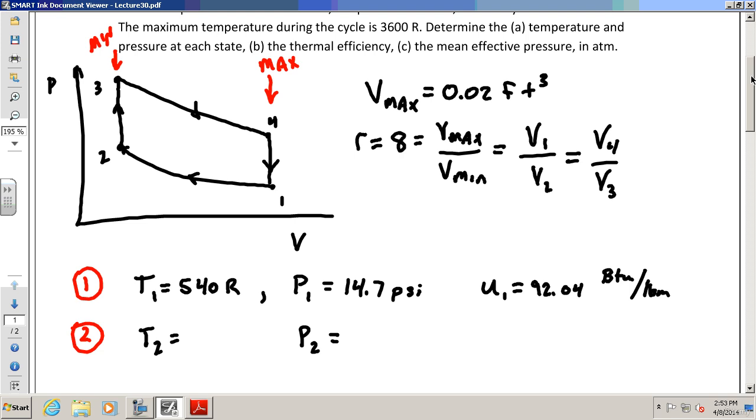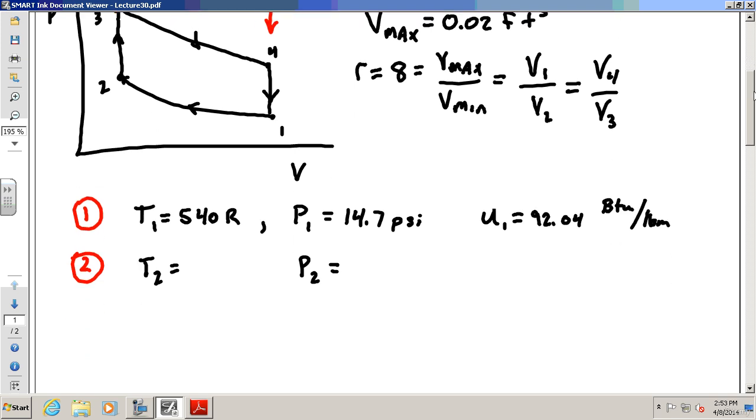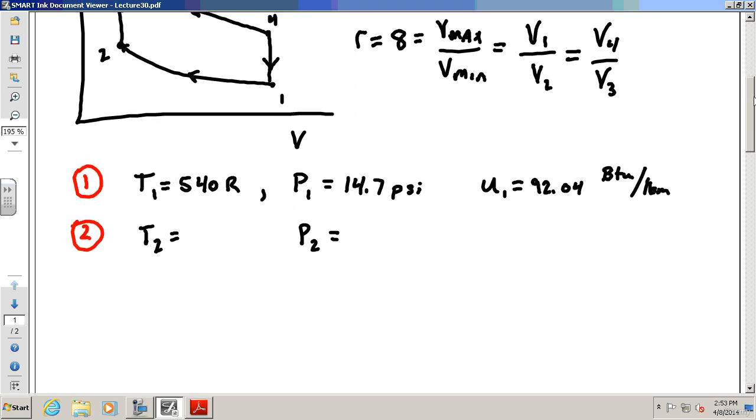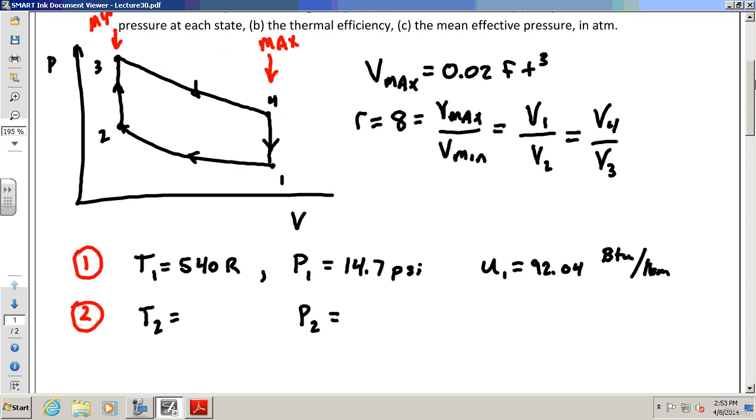Ideal gas is only one equation. How could you solve for two things from one equation? You can't. So I'm going to need something else. I'm going to need ideal gas, but I'm also going to need something else to do that. And the key thing is to recognize isentropic. Okay? We have, from 1 to 2, that's an isentropic process.